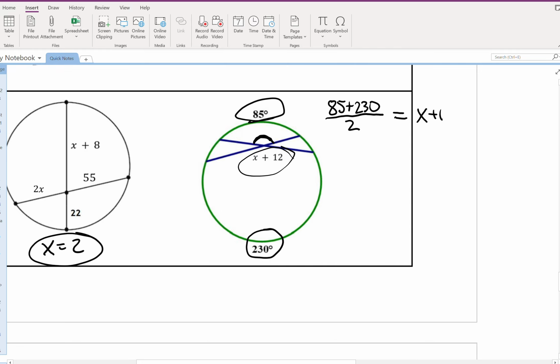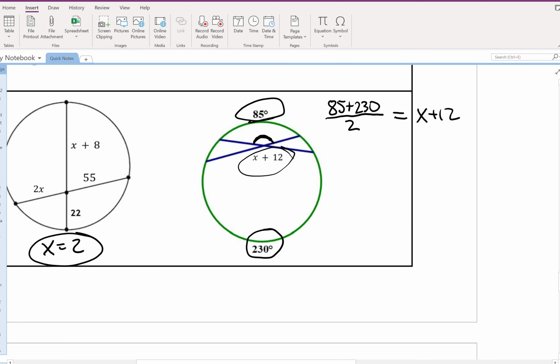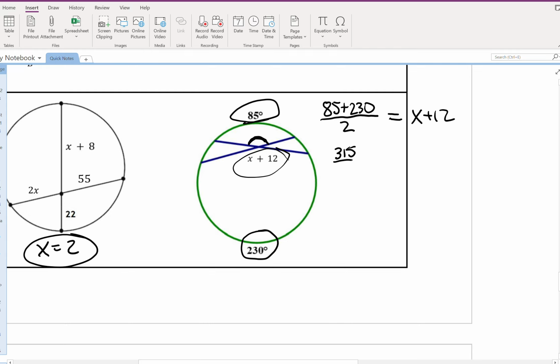Now I can go through this in a number of different ways. 85 plus 230, let's do that. That gives me 315. 315 divided by 2 equals x plus 12. Since 315 is odd, I'm going to multiply both sides by 2, and that's going to get rid of that 2. 315 then is going to be equal to 2 times x plus 24. And then I take 315 and subtract 24.